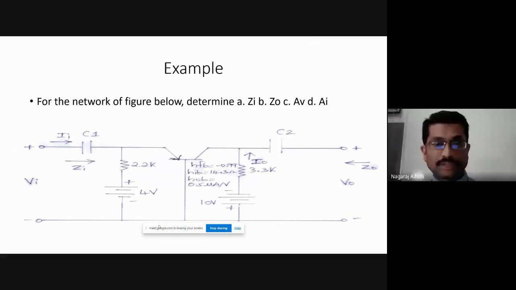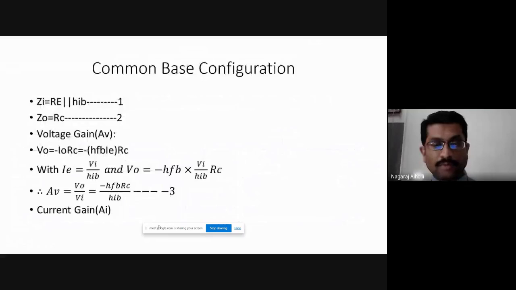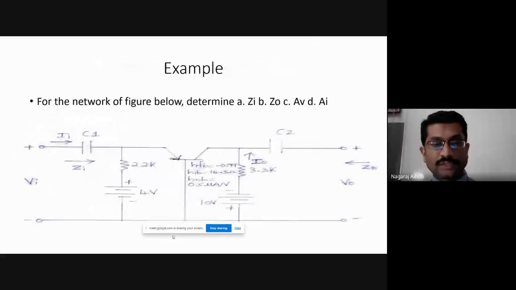Just check your answers. Ro is 1 upon hob, that is 1 divided by 0.5 microampere per volt. This will come out to 2 mega ohms. All of you, are you getting the answer here? Yes, sir, 2 mega ohm. Fine. Okay.